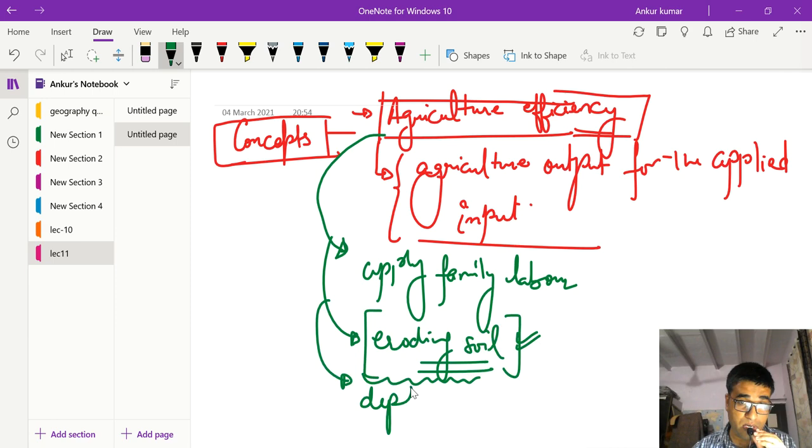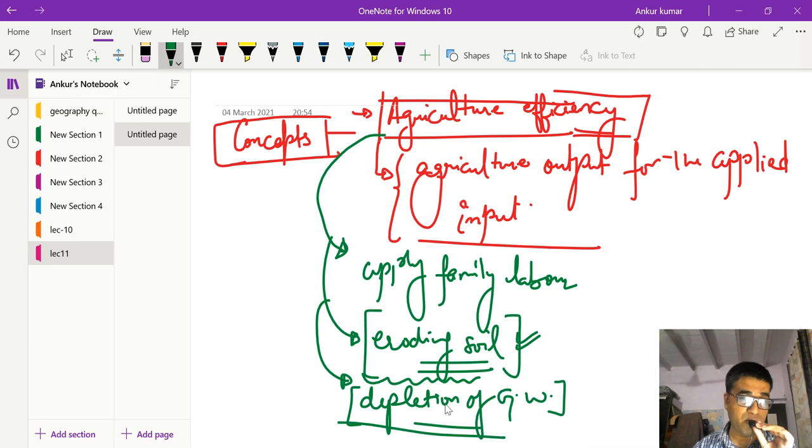Then depletion of groundwater. How much groundwater is depleted because of our activities of agriculture? First of all that must be mathematically calculated, and that number must be added to the output. But can you calculate how much water is depleted because of your activities? No, it is most difficult again. So there are a number of subjectivities in calculating input and output of agriculture, right? That means agriculture efficiency is very difficult to calculate.